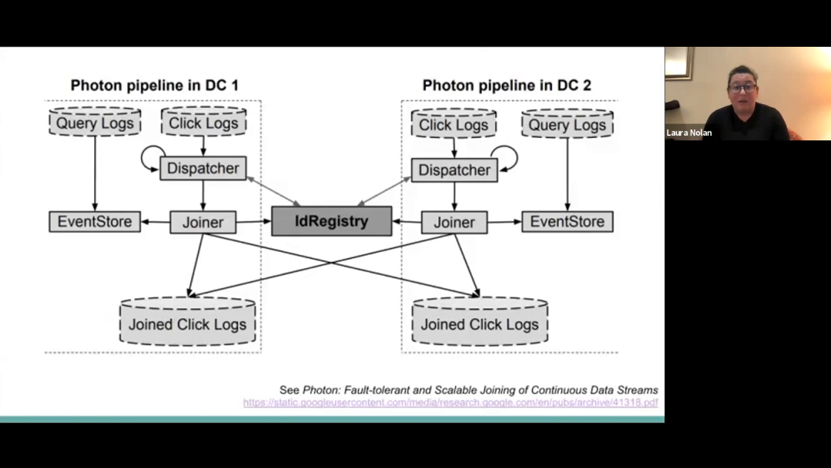So we had 4 main components here. The dispatcher, which would read the smaller log as it came in and attempt to find the matching entry in the larger log. The event store is basically a key value store that would index into the query logs, the larger log. And then the joiner, which would do the work and update the ID registry. There were a couple of other smaller parts as well that are not shown in this slightly simplified version, but this is the main story.